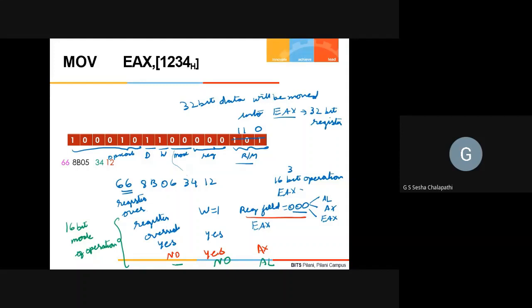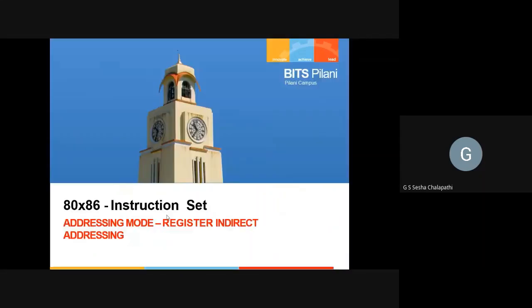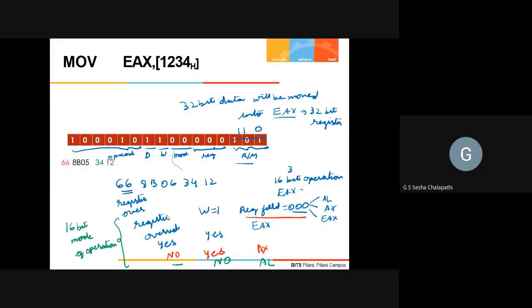Now let us take the case when I'm using a 32-bit mode of operation. What happens then? What happens if I use a 32-bit mode of operation? Let me take a new slide for the same.